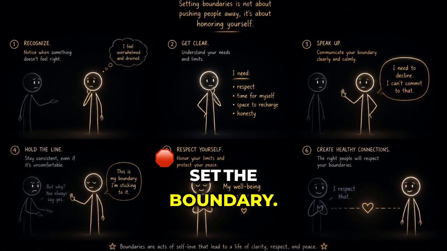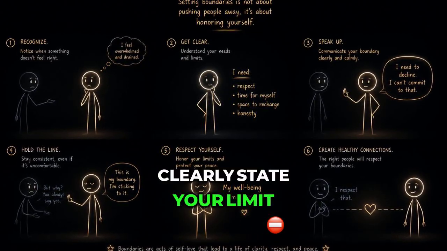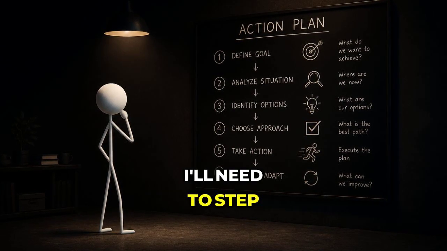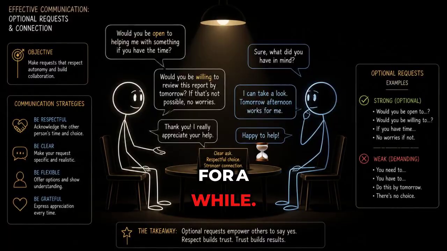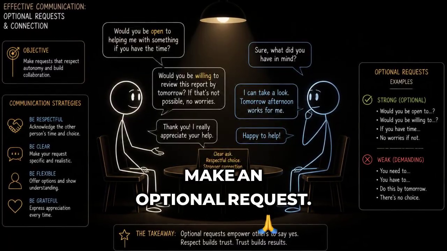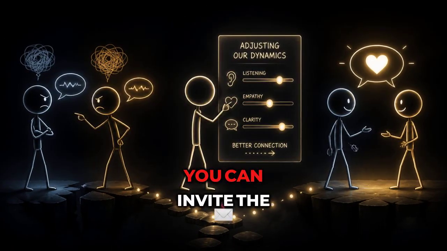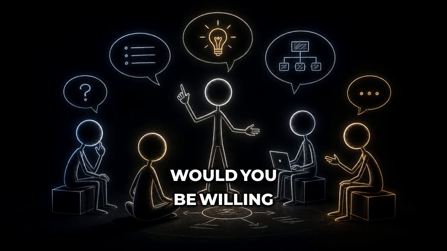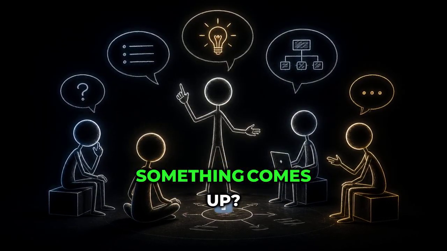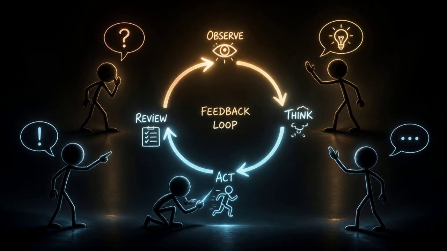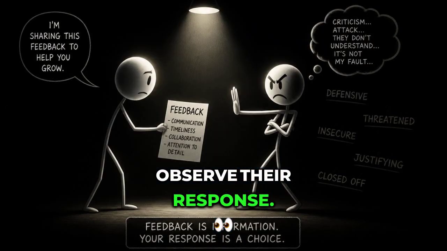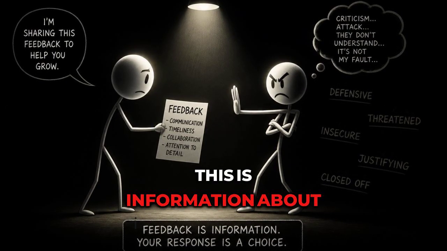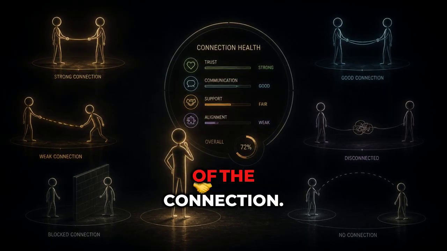6. Set the boundary. Clearly state your limit and what you will do, e.g., "If this happens again, I'll need to step back from making plans for a while." 7. Make an optional request. You can invite the other person to adjust their behavior, e.g., "Would you be willing to give me a heads up sooner if something comes up?" 8. Observe their response. If they are defensive or dismissive, take note. This is information about the health and viability of the connection.